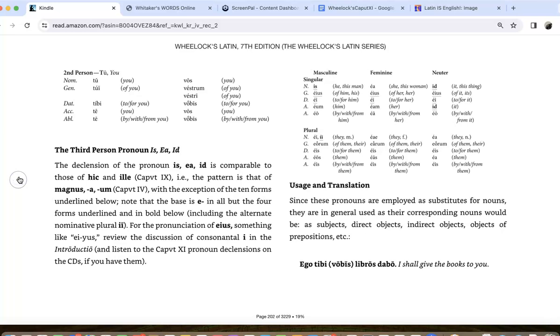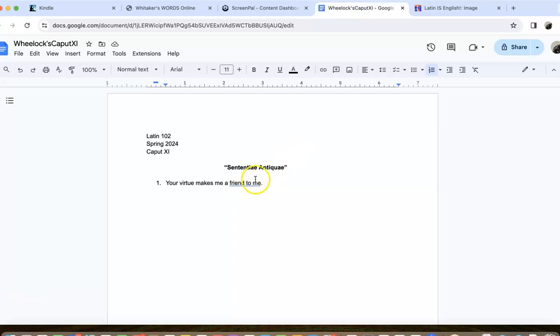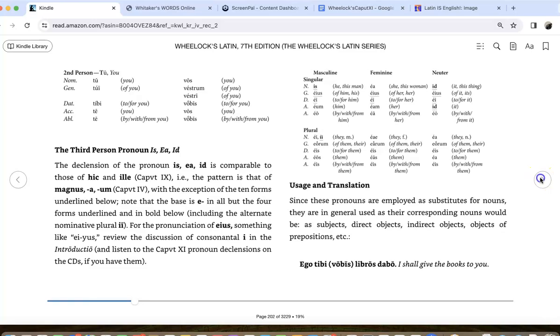TB, yeah. So here it is. So literally to you or for you, because that's what TB means. But again, obviously it sounds a little bit, in fact, even here it's saying that the grammar is awkward, but we're doing Latin, not English, and so we're going to keep it literal. Your virtue makes me a friend to you. All right, let's take a look at the next one.